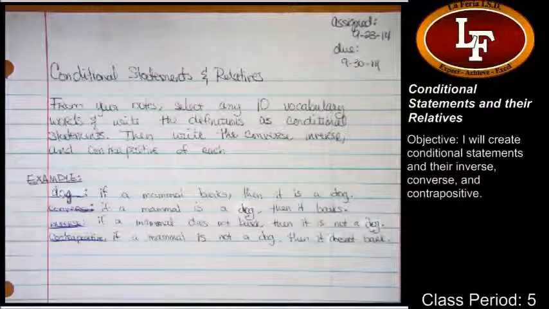You need to do 10. Which means when you're done with this assignment, you will have 40 different sentences written. When is it due? Look at the due date. 30th. The 30th, which is when? Next Tuesday, because we don't have school on Monday.